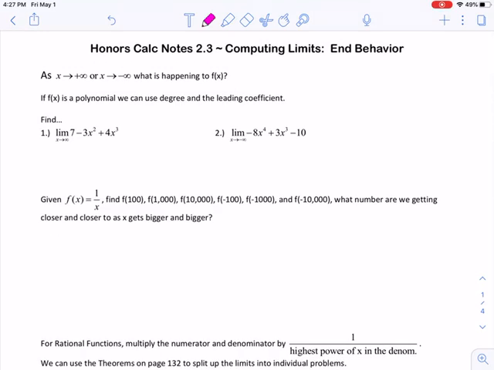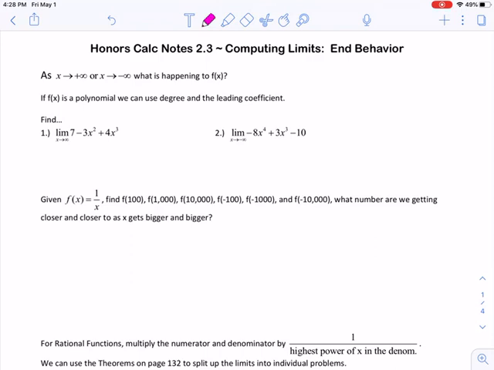This week we want to take a look at our limit again, and we want to compute end behavior. As x approaches infinity or negative infinity, what's happening to f of x? Let's start with something that we're familiar with, a polynomial and its end behavior.